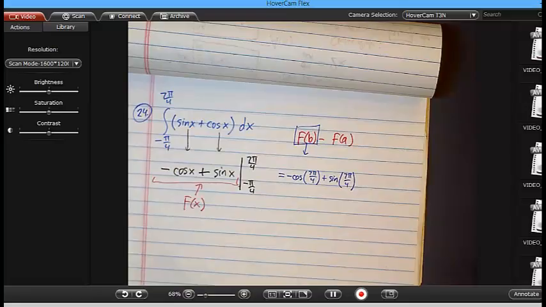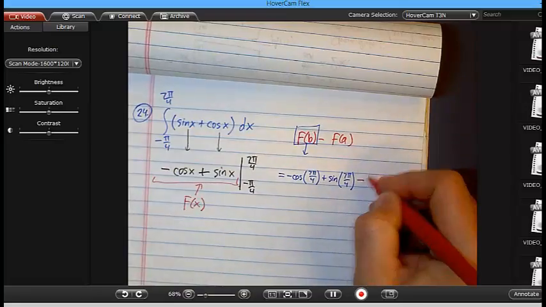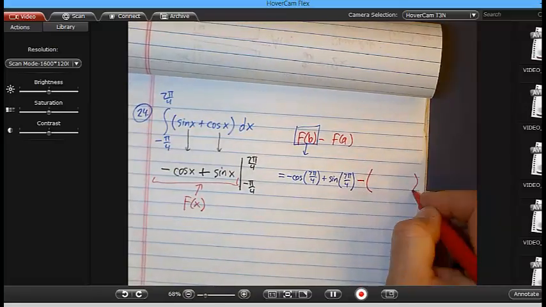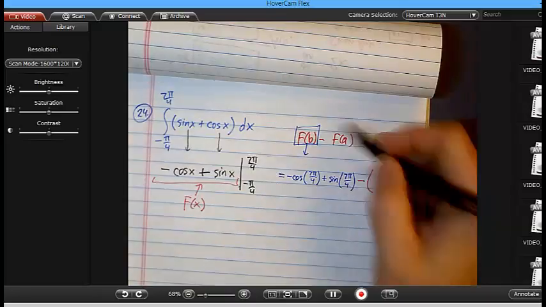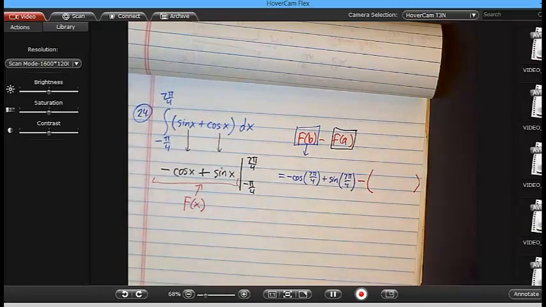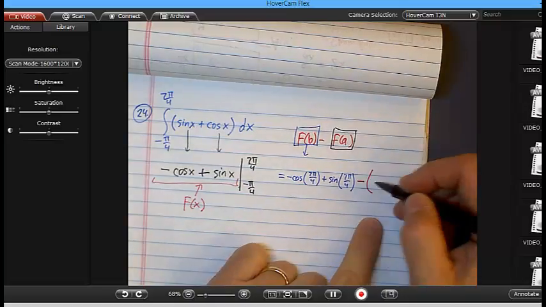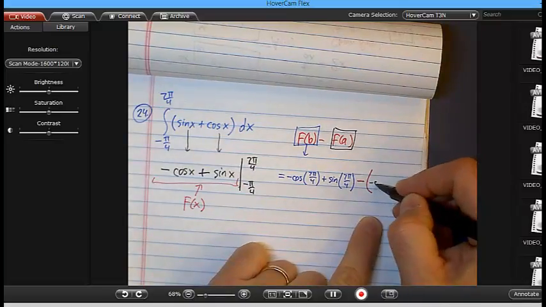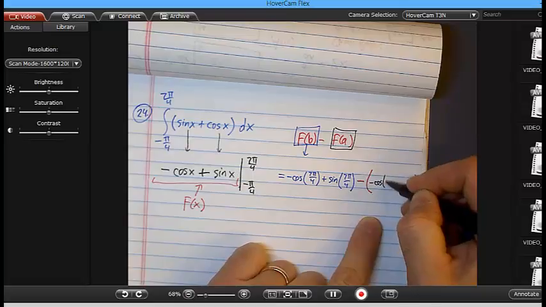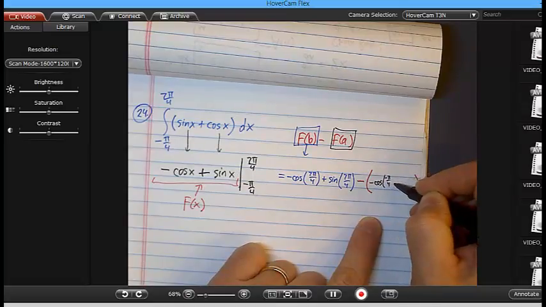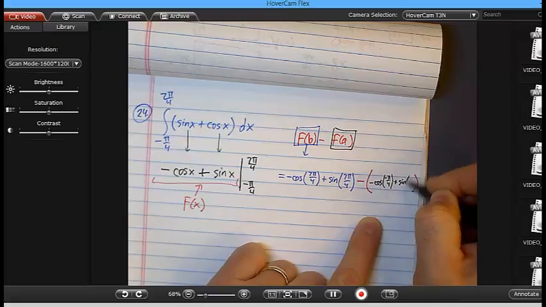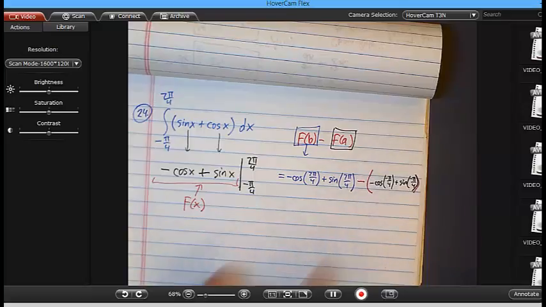And then I need to subtract F of A. And I'll write F of A in black. And see, I have these parentheses too. You have to be careful here. So I get negative cosine of negative pi over 4 plus the sine of negative pi over 4. This is crazy.